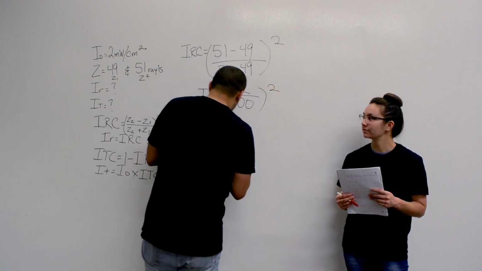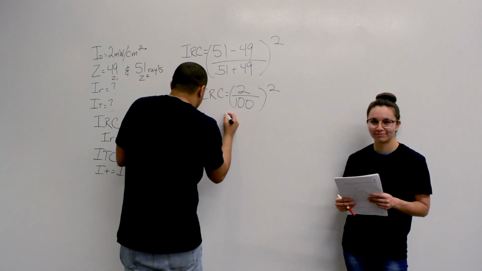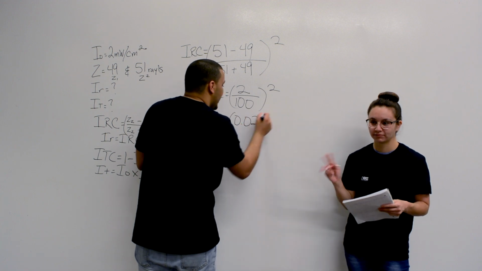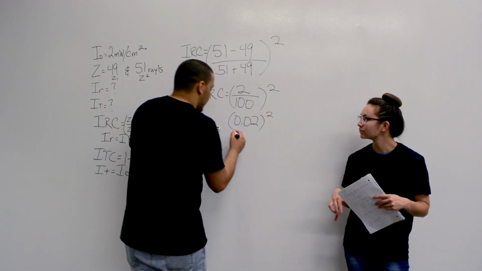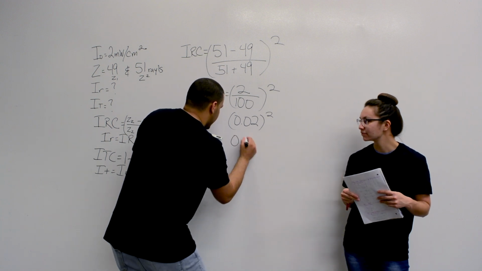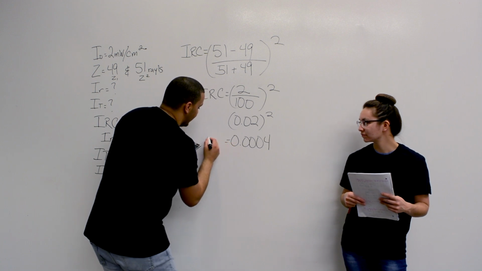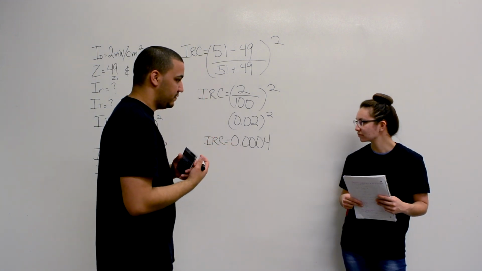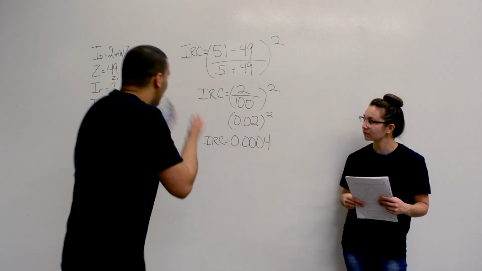2 divided by 100. As short as you can be, you always got to double check. That ends up being 0.02, and you square that, and that ends up giving you 0.0004, and this right here, my friends, is your IRC. But are we solving for the coefficient? No! We're solving for intensity reflected.